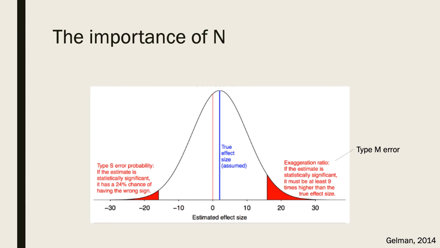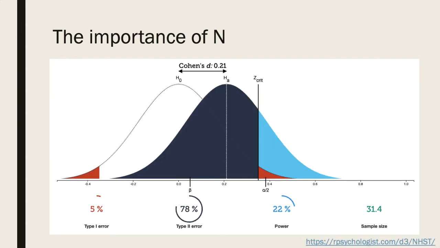So the reason that that's true is, here, the true effect is roughly right here, but in order to get a statistically significant effect, you have to be out here. And so that means, by definition, your estimate is going to be bigger than what it is in reality.